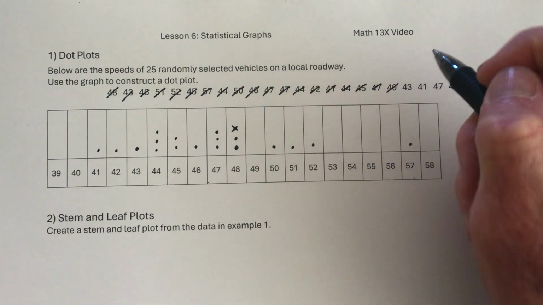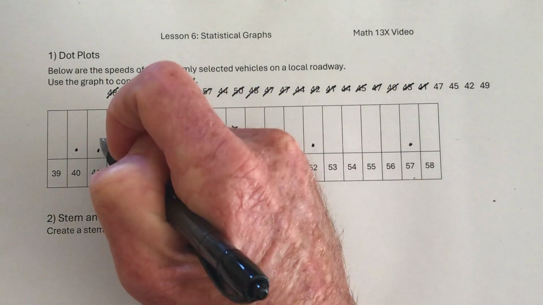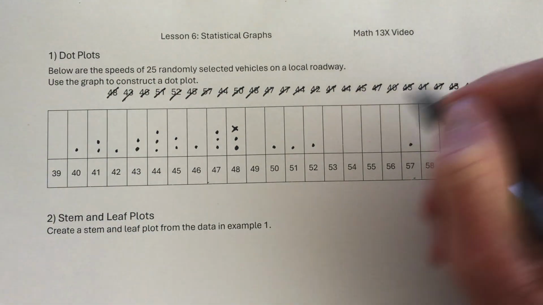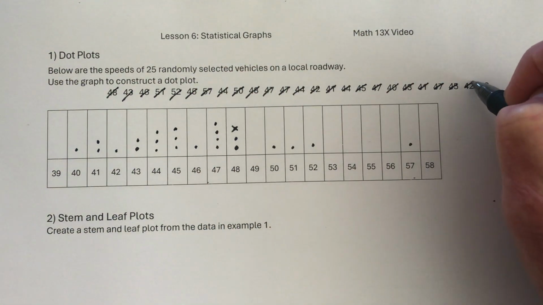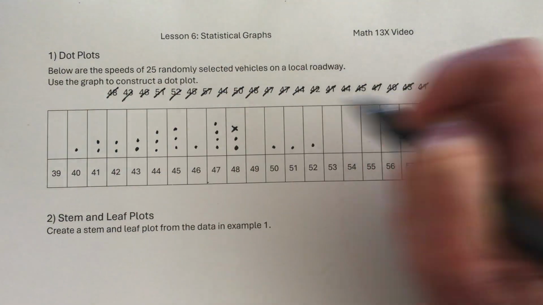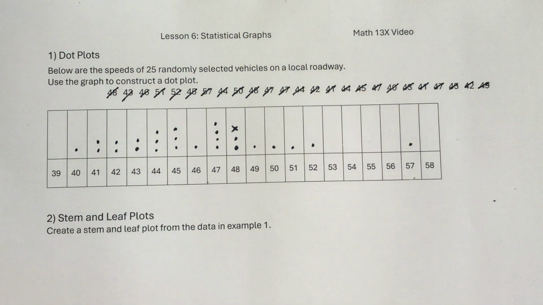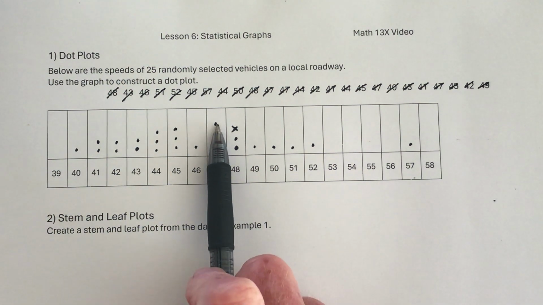And then a 40, a 43, a 41, a 47, 45, a 42, and a 49. So with this dot plot, you can see that 47 is the winner with 4 dots.